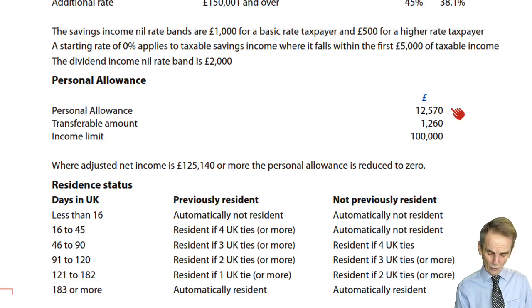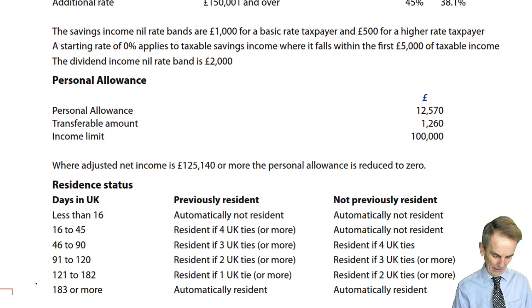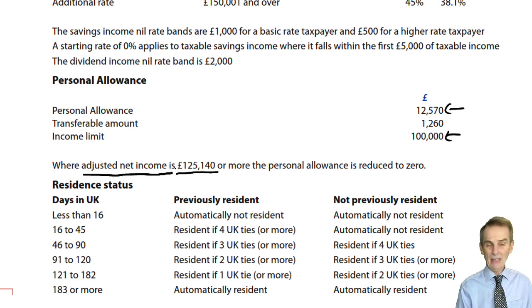The information, as we already know, the personal allowance for our 21-22 tax year, £12,570 there. There is your income limit of 100,000, above which we start this proportionate reduction of the personal allowance. And there is the limit, and mention of that phrase, adjusted net income. If you've got 125,140 or more, then the personal allowance will be reduced to 0.